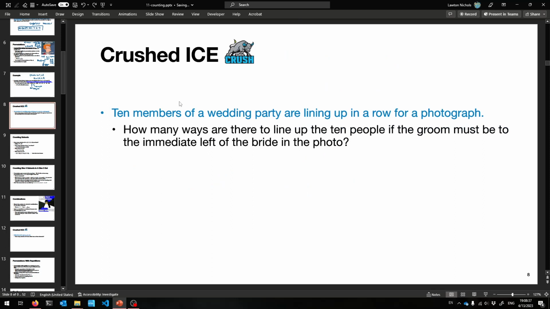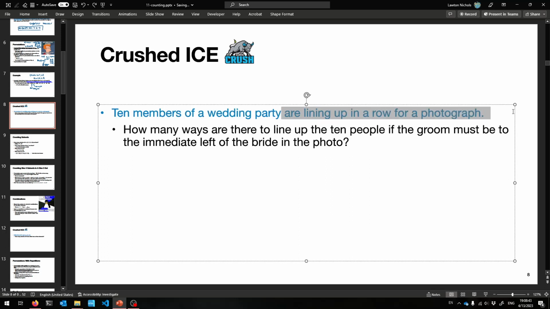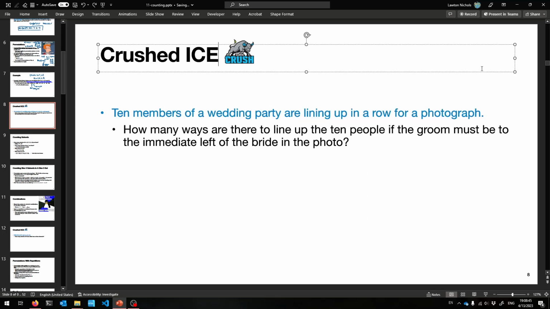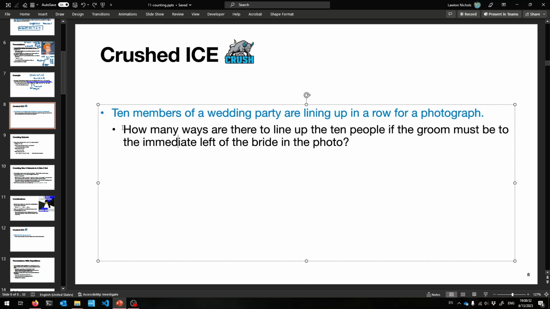Now I have a question for you. You're a photographer at a wedding, and 10 people line up and they want to take a photo of everybody. The bride and the groom are in the photo. And the question is, how many ways are there to line up those 10 people total, including the bride and groom, if we want the groom to be to the immediate left of the bride in the photo? Like we want them to be next to each other in the picture.